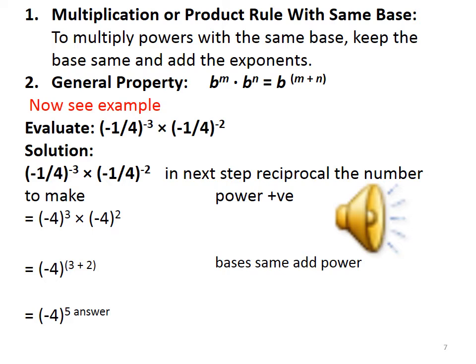Similarly, on the other side, minus 1 over 4, I am going to reciprocal it, 4 over minus 1, and the power becomes 2. Similarly, if my bases are the same, minus 4 and minus 4, because in the denominator minus 1, you cannot say that minus 1 is the denominator, keep it in the numerator, and then it will be minus 4 and minus 4. Now just add their powers, you will get minus 4 to the power 3 plus 2, and then minus 4 whole power 5 is my final answer.